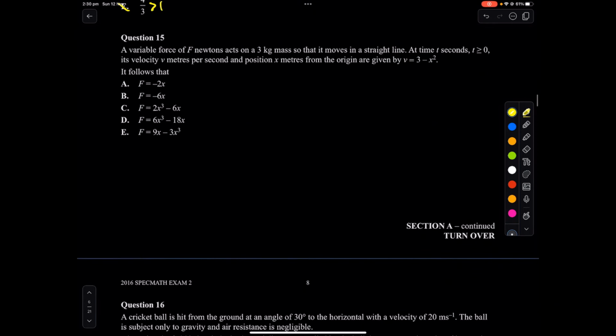Question 15. A variable force of F newtons acts on a 3 kilogram mass so that it moves in a straight line at time t seconds, where t is greater than 0. Its velocity v meters per second and position x meters from the origin is given by this. It follows that what? What are we trying to find? What is the force? So again, force is just mass times acceleration, yes?